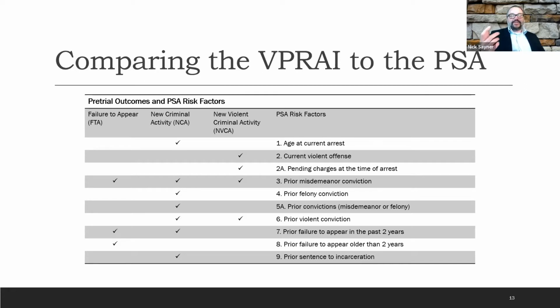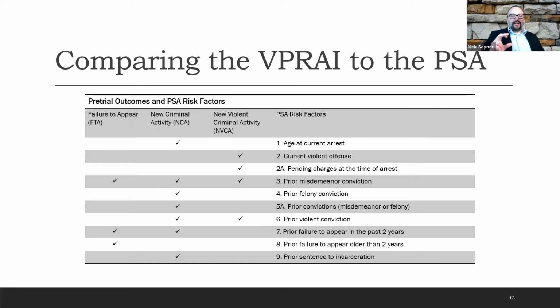Again, prior convictions, a misdemeanor or felony, are included in new criminal activity. Prior violent convictions, where the violent offense code comes up again. So you see it's not just used in one circumstance when you're looking at scoring. You're looking at violent offense twice, once for conviction and once for current offense. And then 7 and 8 are your traditional FTA measures.